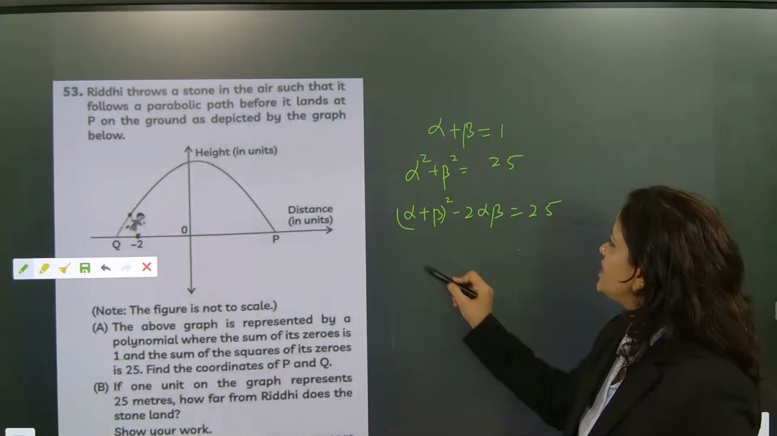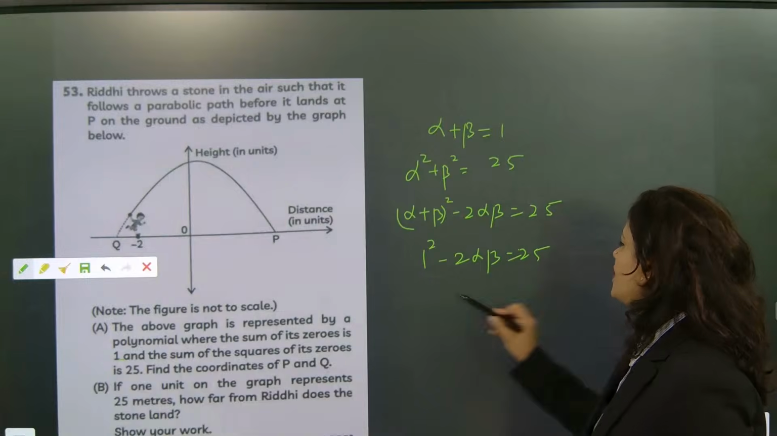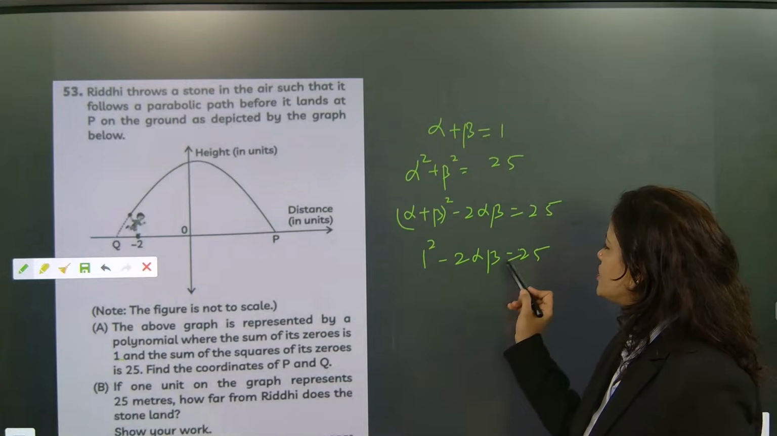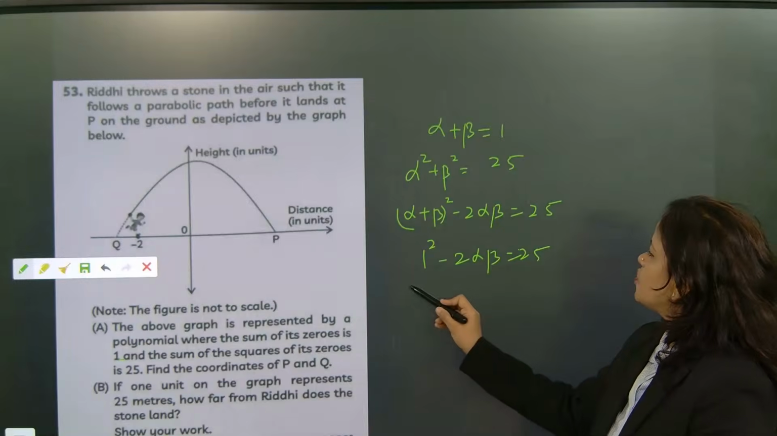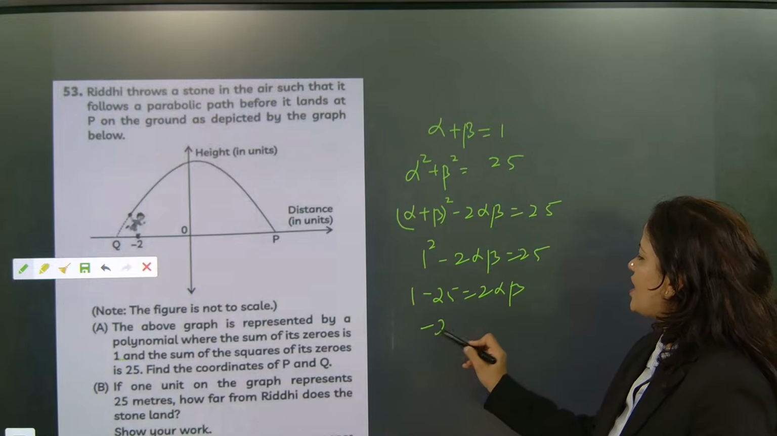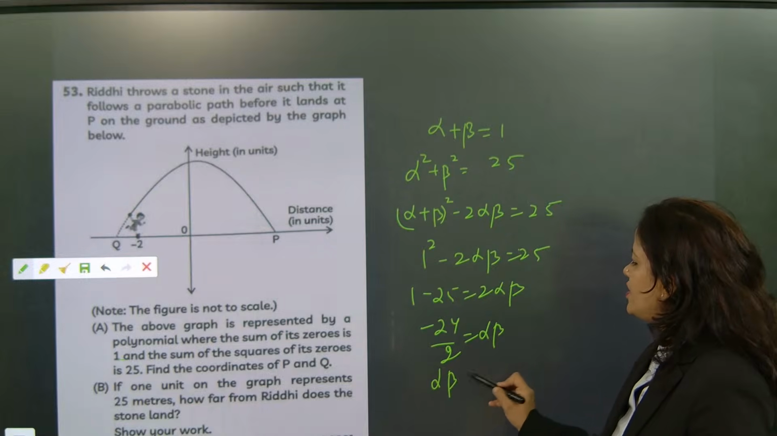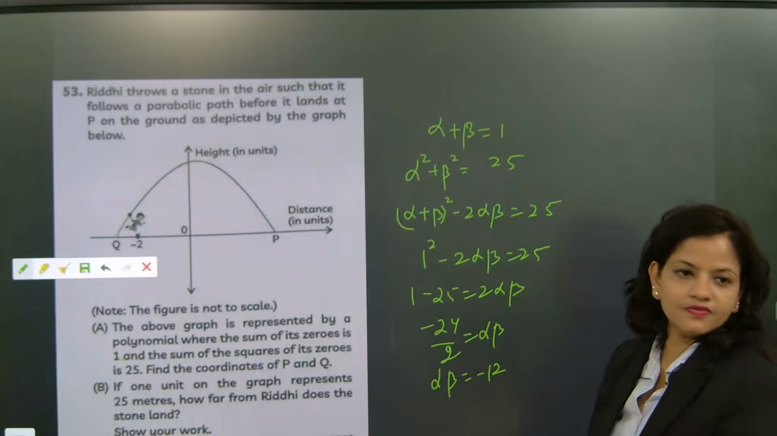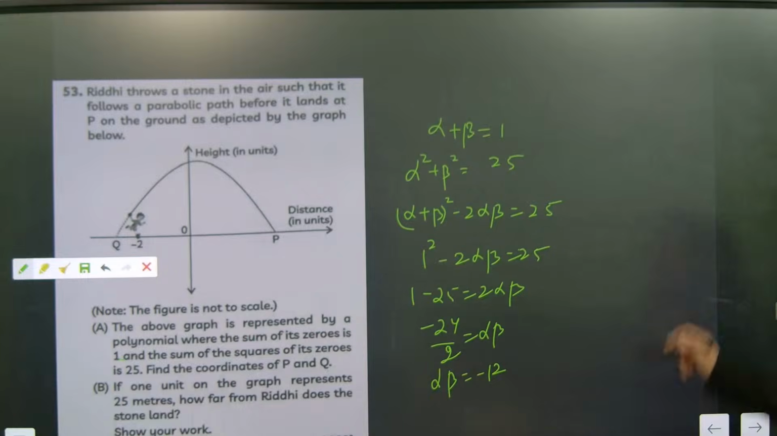So alpha plus beta is 1. 1 square minus 2 alpha beta is equal to 25. So here, we will shift this one out. What are we going to get? 1 minus 25 is equal to 2 alpha beta. So minus 24 by 2 is equal to alpha beta. So alpha beta is coming as minus 12. Got it? Alpha beta is coming as minus 12.